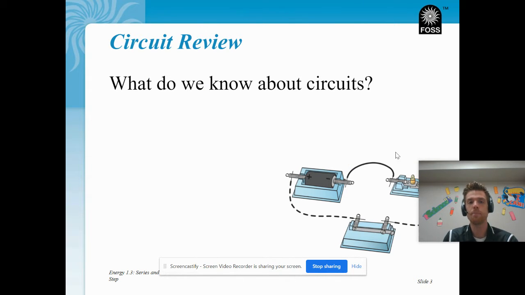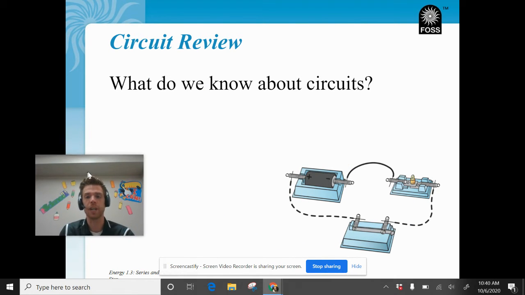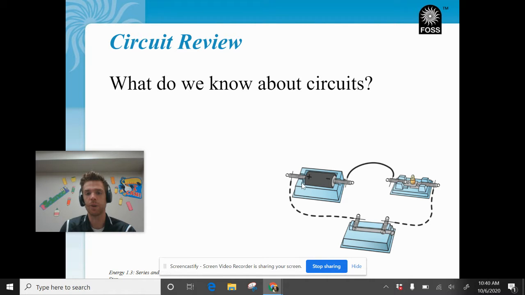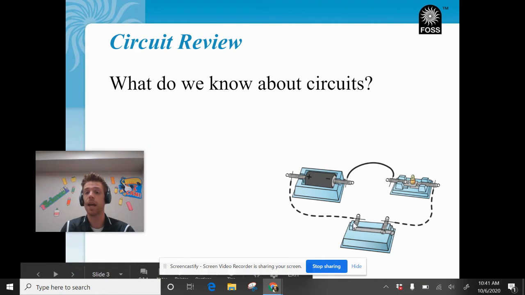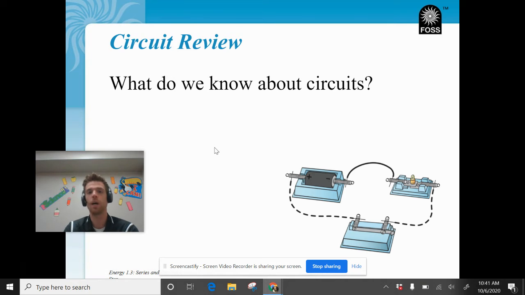So then we're going to talk about what we know about circuits. So looking at this picture here, you can see that we have a battery, and you can see that the electricity flows through to the light, and we have a switch, and the switch is in the closed position, so electricity can flow all the way around the circuit, and the light bulb should light up. So that's what we know about this circuit.